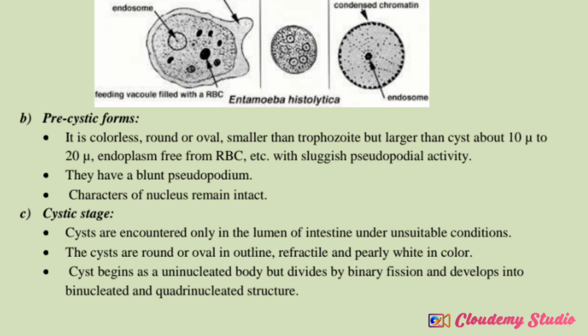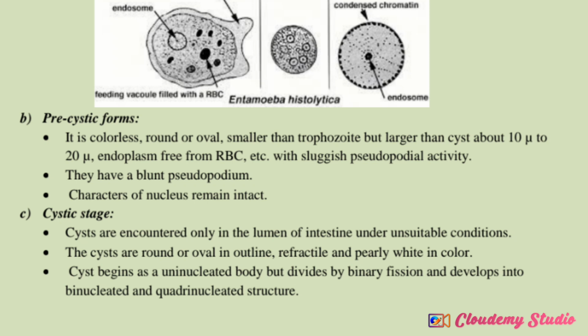Now let's talk about the cystic stage. The cystic stage is encountered only in the lumen of the intestine under unsuitable condition. That is where you can find the cystic form. And the cyst is round or oval in shape. Are you getting me now? They are refractile and purely white in color.